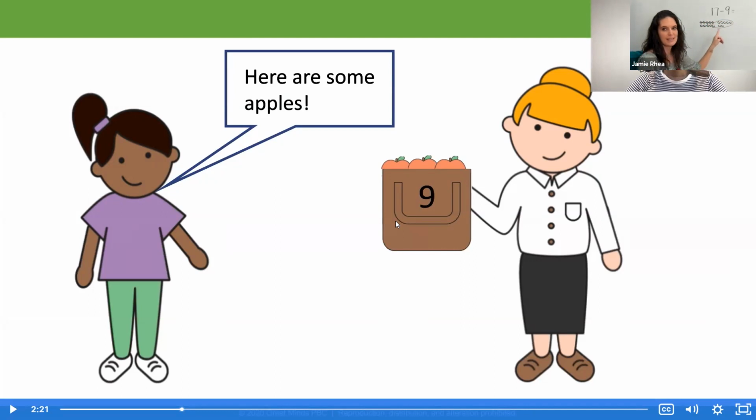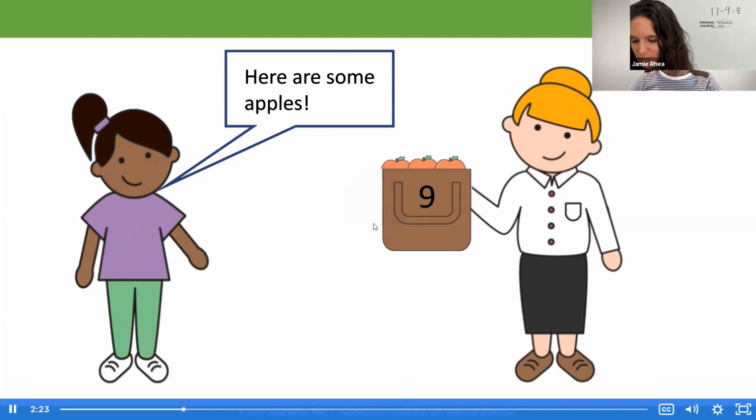Now, I'm gonna count how many I have left. 1, 2, 3, 4, 5, 6, 7, 8. I have 8 apples left. So I'm gonna put 8 up here. Okay, now let's go back with Miss Duckett and see if what we did is what Isa did.